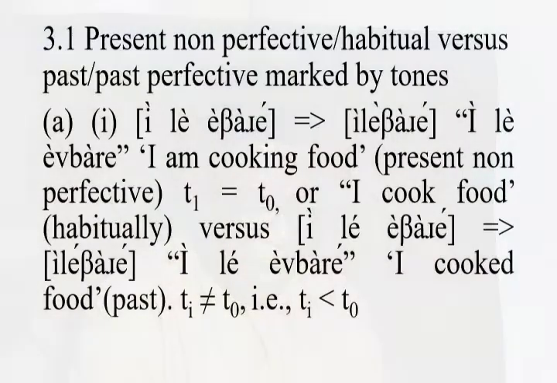Then this contrasts with the past, where you have the high tone on the le, which becomes le in ile irai. That is signifying an action that has been completed. I cooked food. Oh, I cooked. Okay.